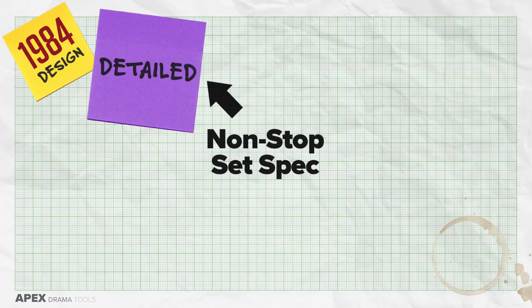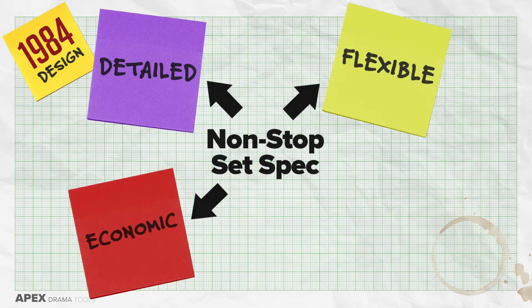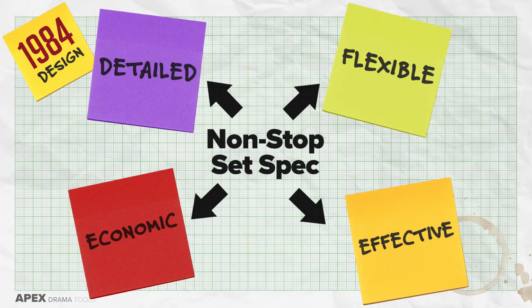How can it be detailed, flexible, economic, and effective all at the same time? We often move to a new location in a scene almost instantaneously. So how can the world that you create on stage be quickly adaptable in order to create the ever-changing environments?